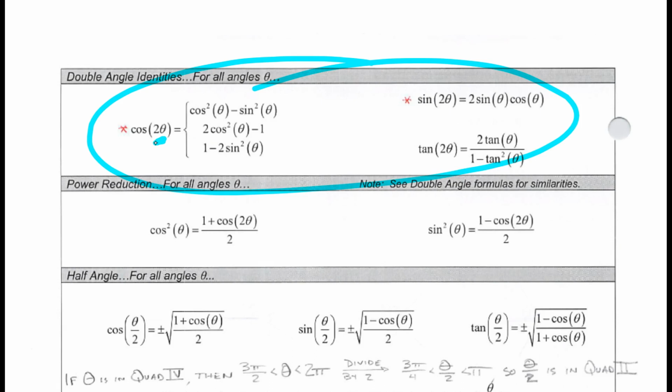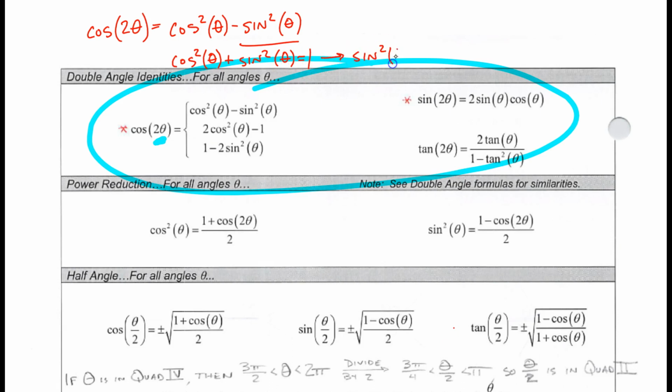Well, cosine squared theta minus sine squared theta. That might be a nice little break here. Let's just do that. Cosine squared theta minus sine squared theta, and this is the double angle formula for cosine of 2 theta. So let's just take a look at the sine squared theta piece. I remember the Pythagorean trig identity says that cosine squared of theta plus sine squared of theta has to equal 1. That means that the sine squared of theta is equal to 1 minus cosine squared of theta.